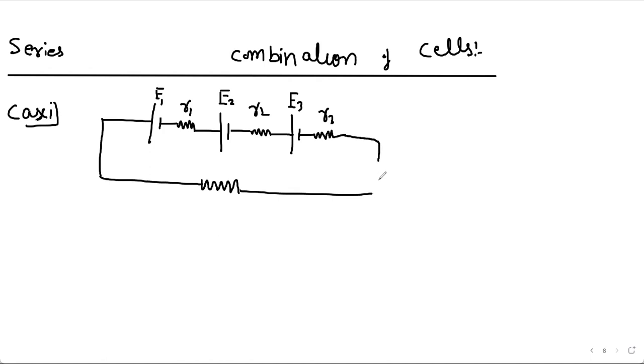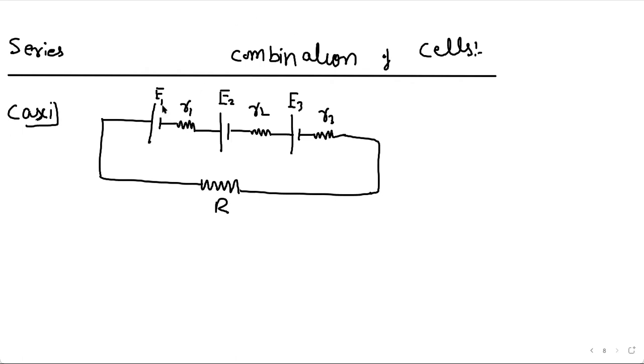All of them are connected to an external resistor of capital R. You have to combine their EMF. The way we did equivalent resistance and equivalent capacitance in chapter number 2, in the same way, now you have to do equivalent EMF of the cell. To combine the EMF of the cells, you just have to check the direction of current: whether the direction of current due to all the cells is same or different. We'll do it one by one.